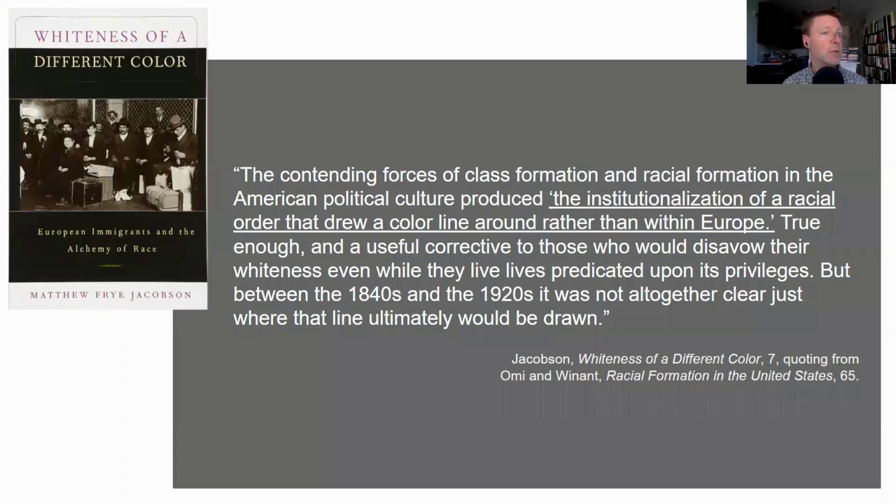Jacobson's quote about the institutionalization of a racial order comes from a textbook called Racial Formation in the United States. It is either the most used American textbook about the development of US citizenship in American colleges and universities, most. This point about it not being altogether clear just where that line ultimately would be drawn is what we'll be spending the rest of today looking at, and how it bounces across American art and how American art was involved in that.